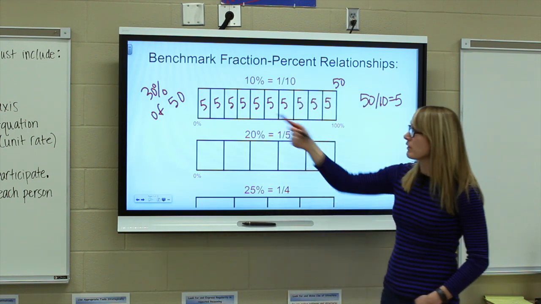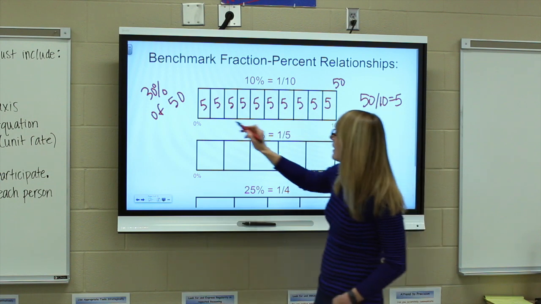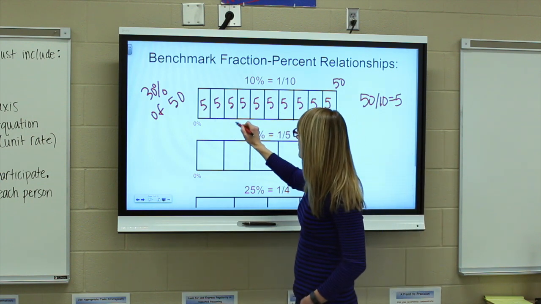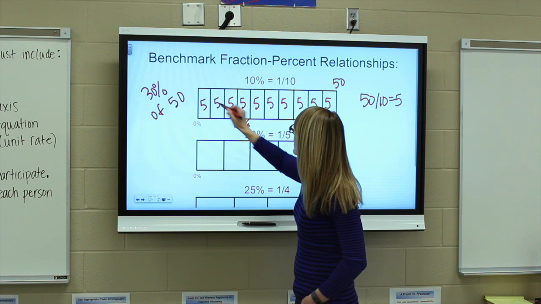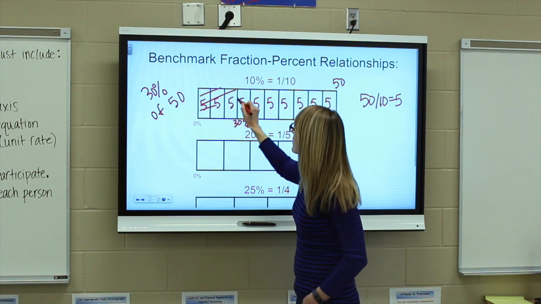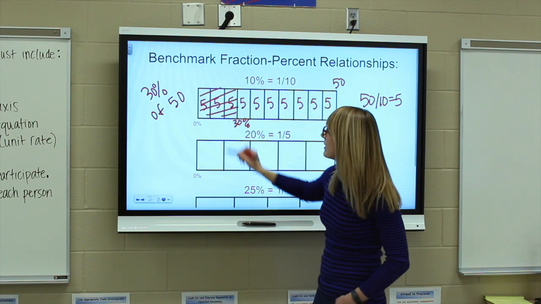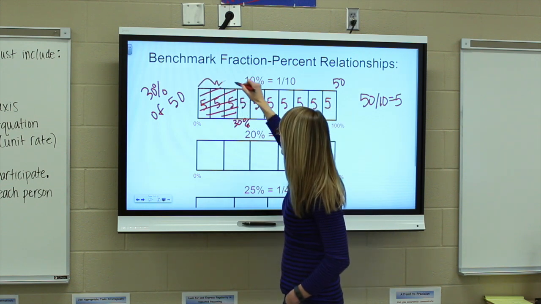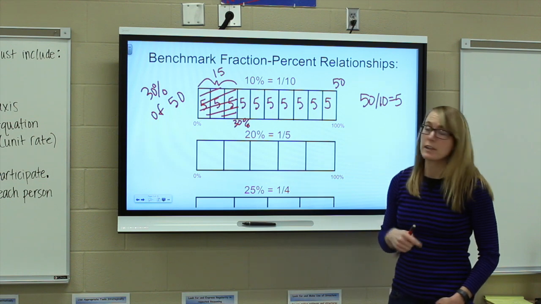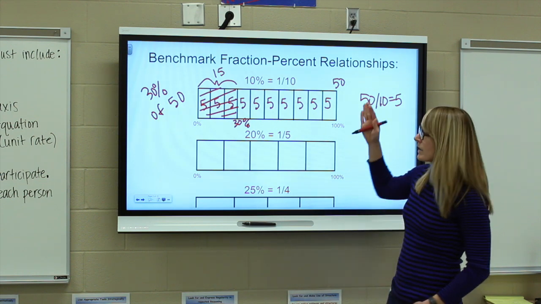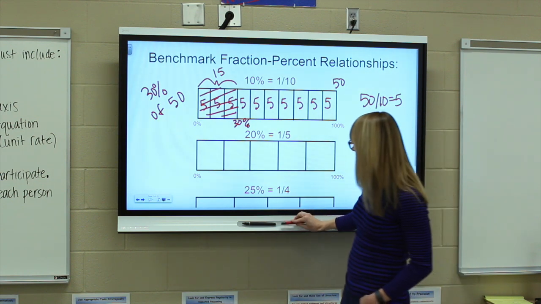And so if I was looking for 30% of 50, then I'm going 10, 20, 30. Here's my 30%. This section right here is 30%. So that's 5, 10, 15. So 30% of 50 is 15. So that's a pretty simple example of how it works.